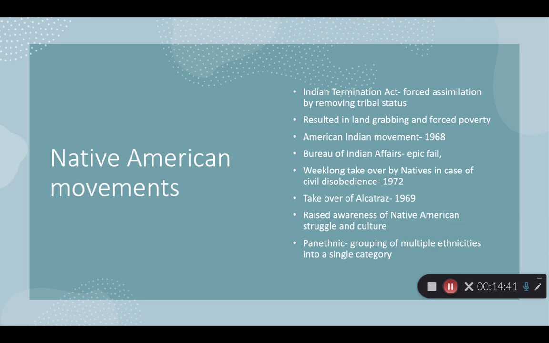This was the forced assimilation by removing tribal status. Again, this resulted in white land grabbing of Native American lands and it forced Native Americans into poverty because the only land they had left wasn't really there's no real utility to that land. They gave them the worst land, and they basically expected them to jump into an economic system that's capitalist and do a white way of life, for example.